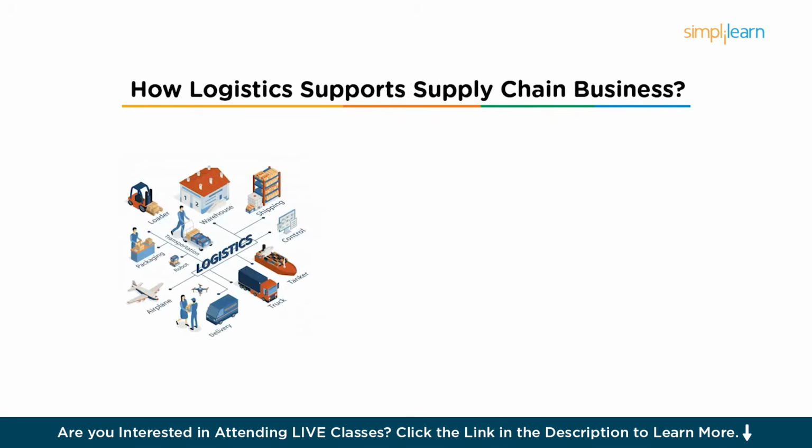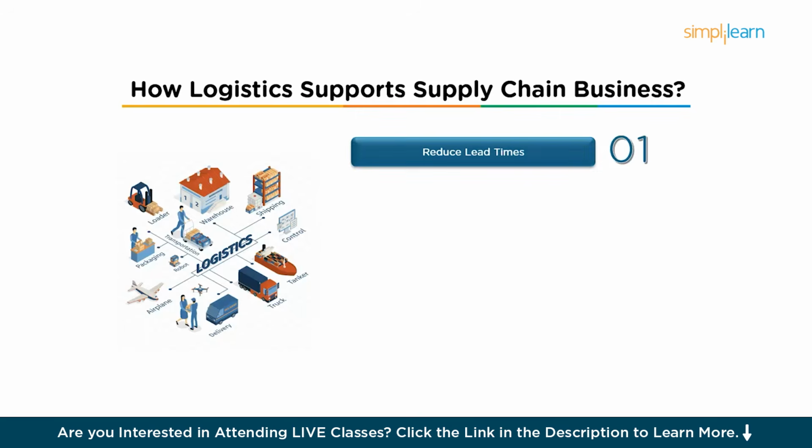So, how does logistics support supply chain business? Logistics is the link that connects suppliers, manufacturers, distributors, and customers. So, now let's see how good logistics helps. The first point is reduce lead time. Quicker transport and better planning means products arrive faster. The second point is cut cost. Optimize routes, choosing the right transport mode, and reducing storage time save money.